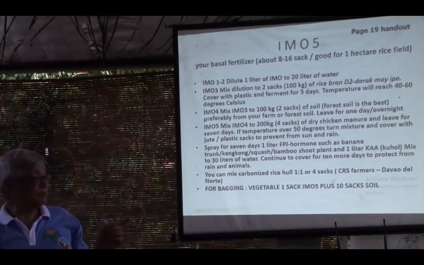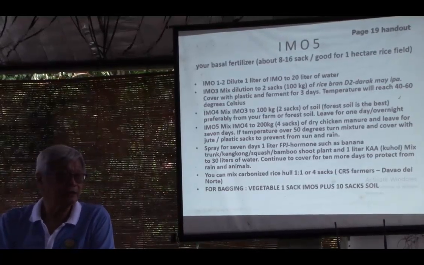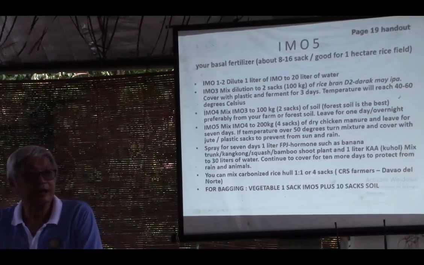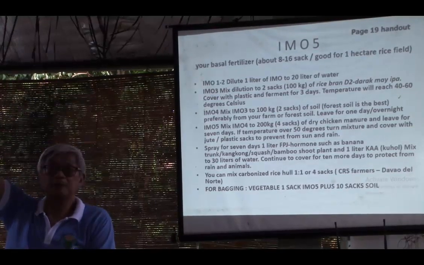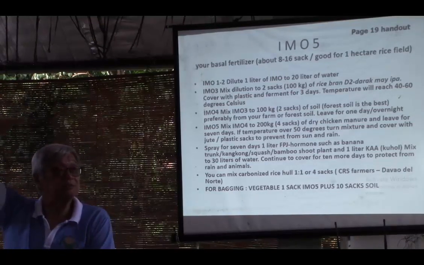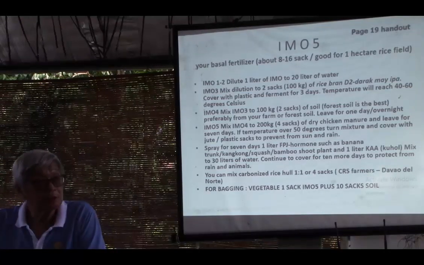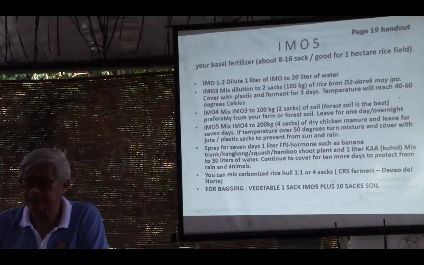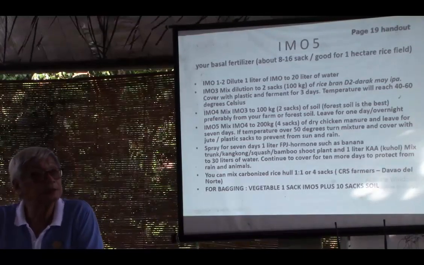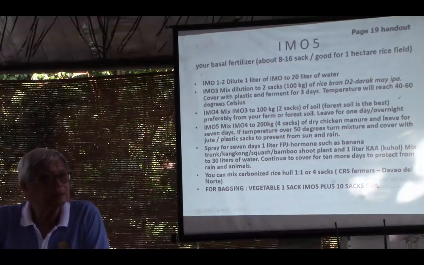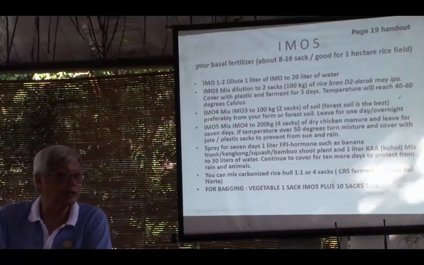Now, to the IMO 3, mix 2 sacks of soil. Now, listen. Again, the first rice bran, you use sacks. Use the same size of sacks that you use here for the soil. That's the volume, not the weight. It's the volume of sacks. So add 2 sacks of soil.